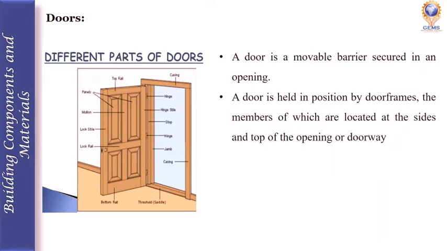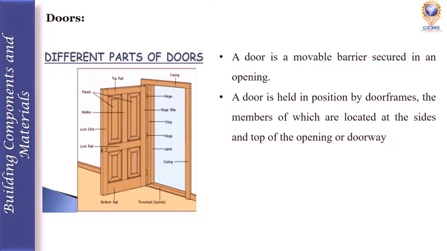Next is door. A door is a movable barrier secured in an opening. This opening may also be known as a doorway. We need a door because it gives access to go inside a building or a room. Without a door or door opening, doorway, we cannot access the building or a room. A door is held in position by door frames, the members of which are located at the sides and top of the doorway.